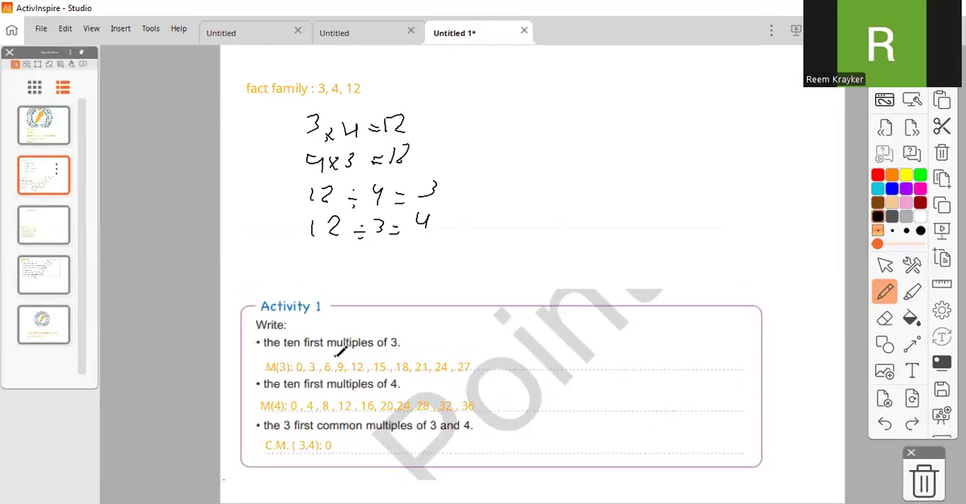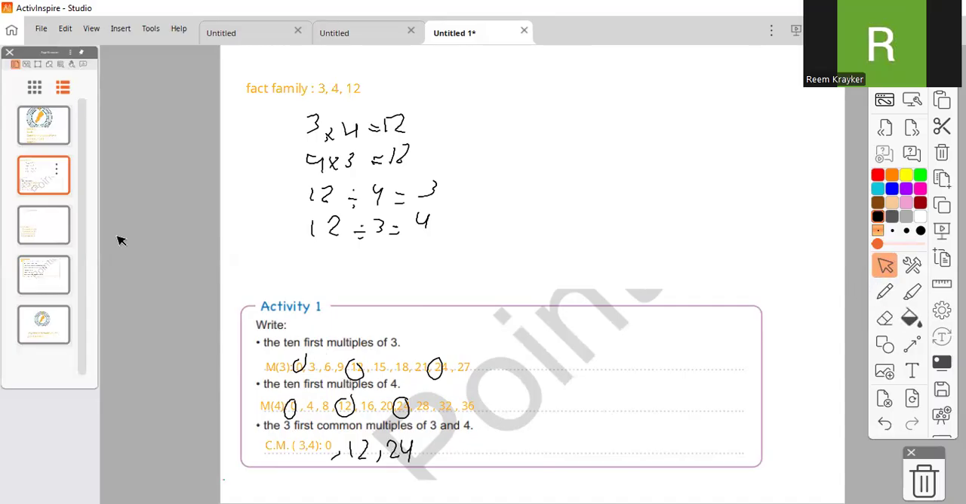What do we have as common multiples between 3 and 4? The first one, as I said, is 0. Then we have 12. And we have 24. As you see, they are common up and down. So the first 3 common multiples of 3 and 4 are 0, then 12, then 24. These are the first common multiples. We are done now from this activity.